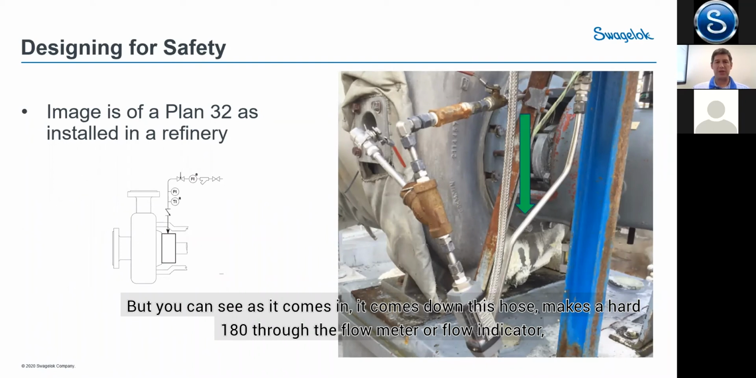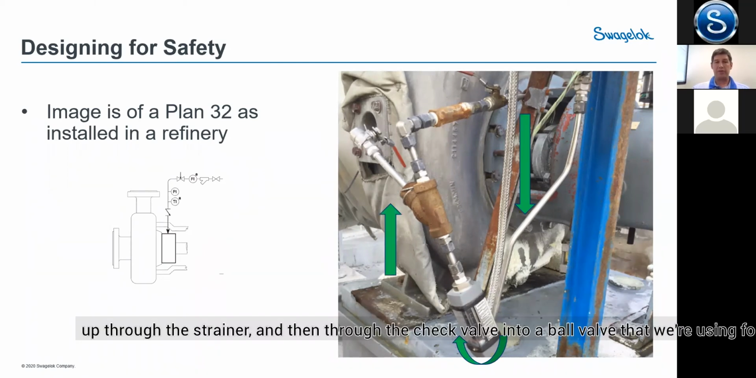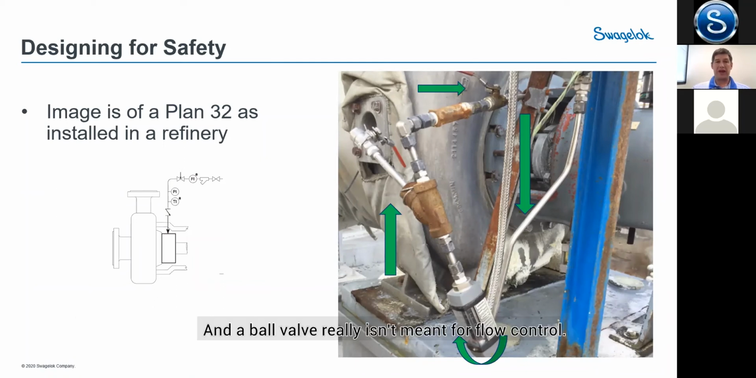So they've got most of those components in there, but you can see as it comes in, it comes down through this hose, makes a hard 180 through the flow meter or flow indicator, up through the strainer, and then through the check valve and to a ball valve that they're using for flow control.